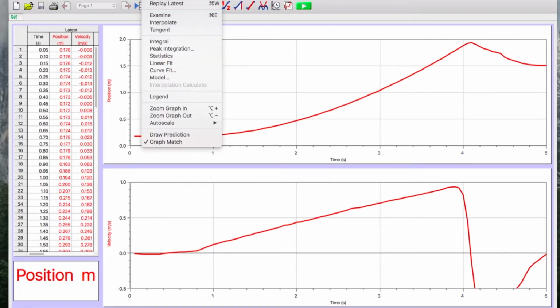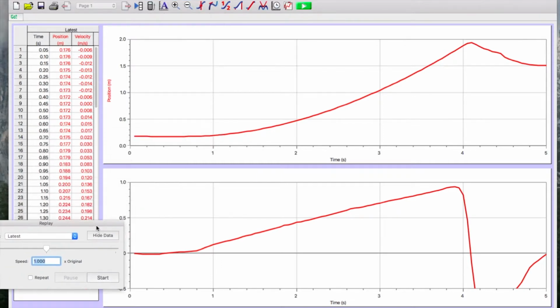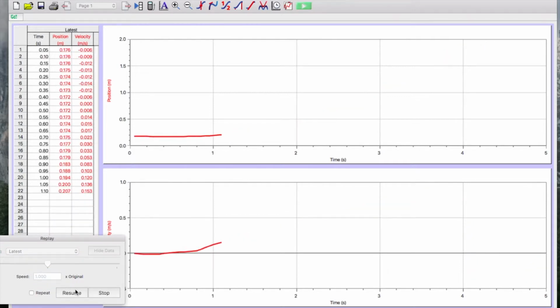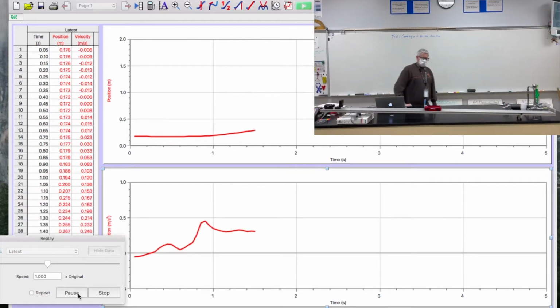So we're going to go ahead and replay this. I'm going to start. Pause. Take a look at the acceleration time graph now, the rest of the way.